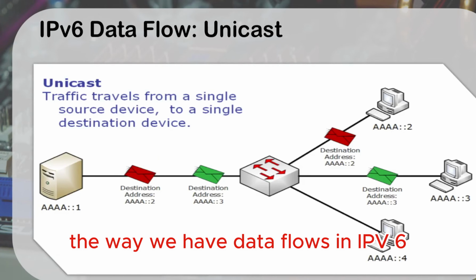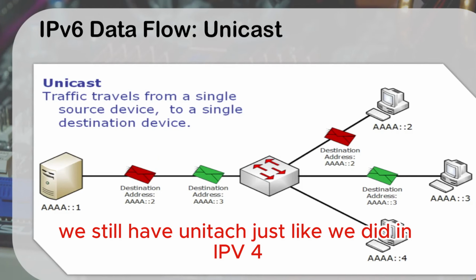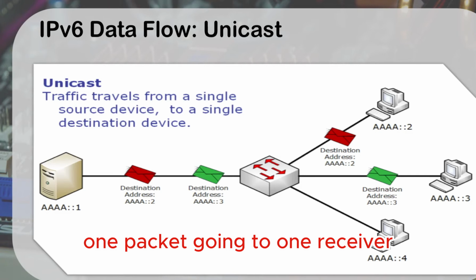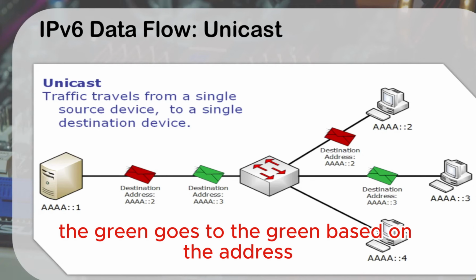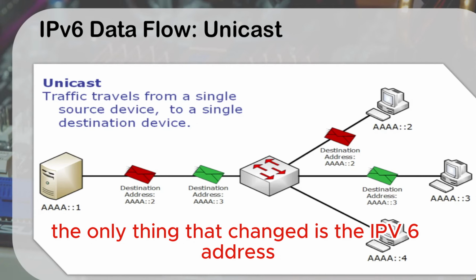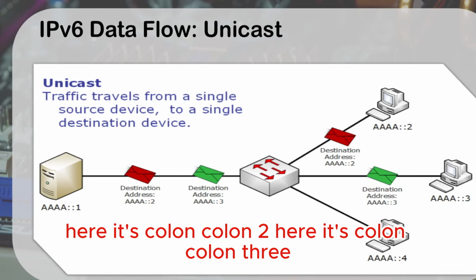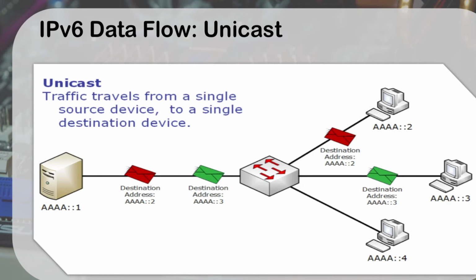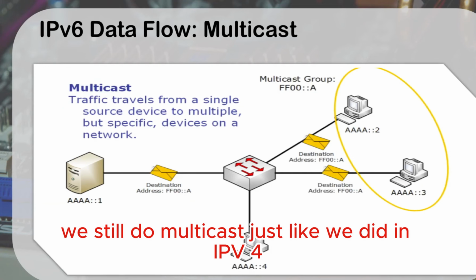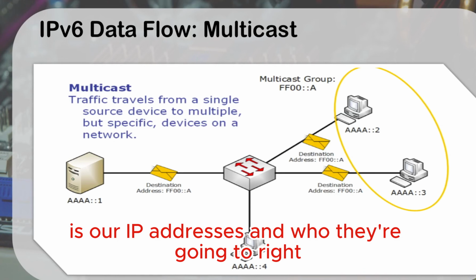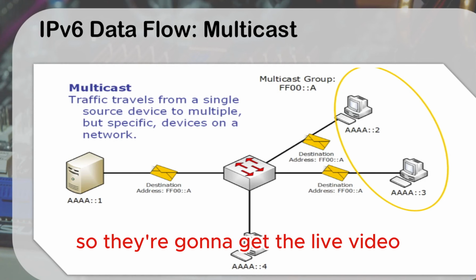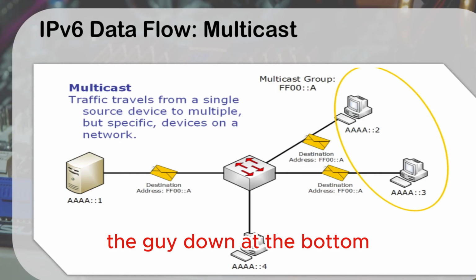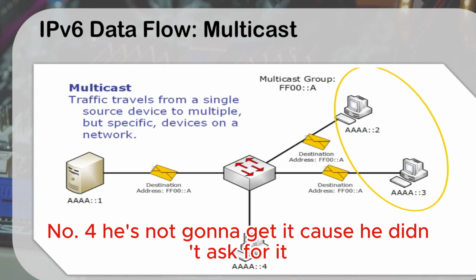The way we have data flows in IPv6, we still have unicast just like we did in IPv4. One packet going to one receiver. Same thing here. The red one goes to the red, the green goes to the green. Based on the address. The only thing that changed is the IPv6 address. Here it's :2, here it's :3. Multicast. We still do multicast just like we did in IPv4. The only difference here again is our IP addresses of who they're going to, right? This is still a multicast group. These 2 guys have subscribed, so they're going to get the live video. The guy down at the bottom, number 4, he's not going to get it because he didn't ask for it.